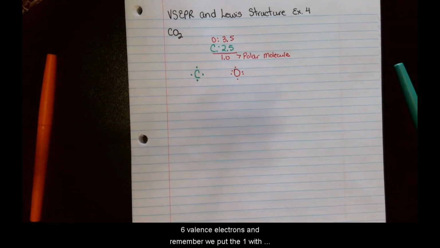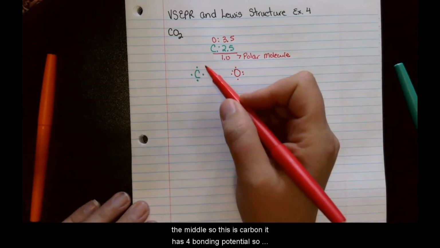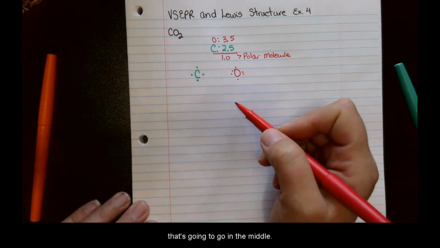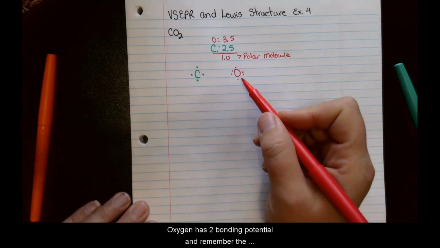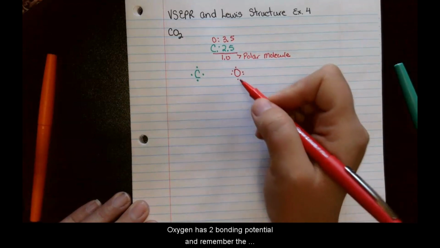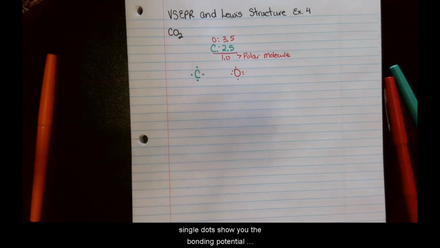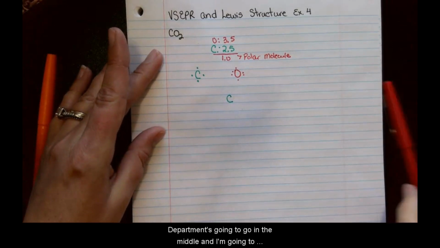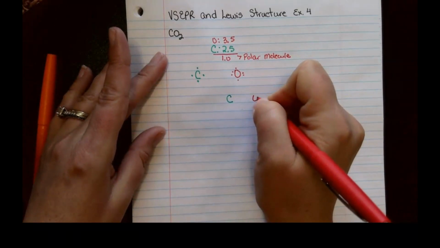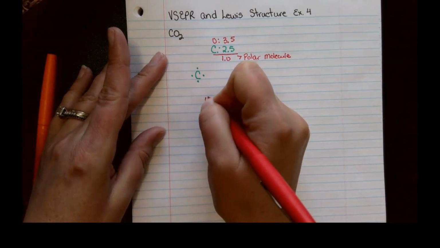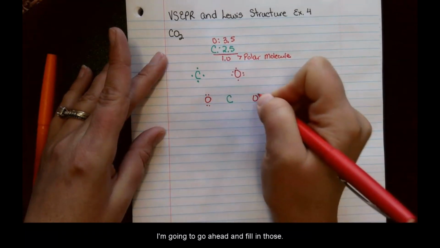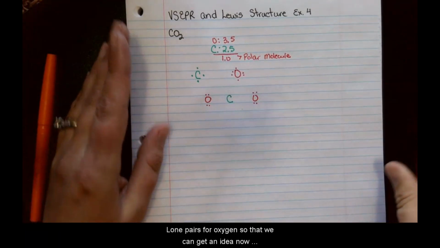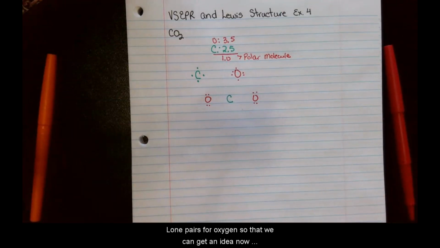And remember, we put the one with the most bonding potential or the least electronegativity in the middle. So this is carbon. It has 4 bonding potential, so that's going to go in the middle. Oxygen has 2 bonding potential, and remember, the single dots show you the bonding potential. So carbon's going to go in the middle, and I'm going to put an oxygen on either side. I'm going to go ahead and fill in those lone pairs for oxygen so that we can get an idea.